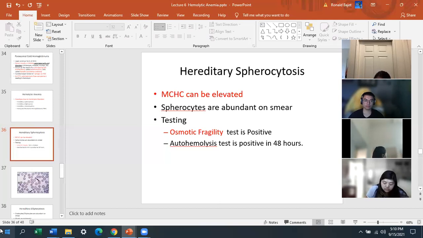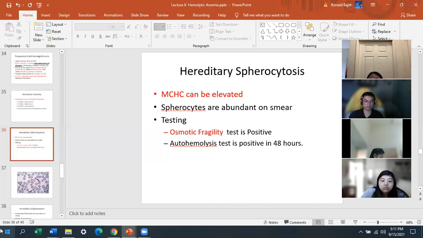Because spherocytes have a tendency to burst. So if you just let it sit there, it'll naturally burst, it's going to release hemoglobin and your plasma is going to become hemolyzed. So remember, spherocytes are on the verge. It's maxed out in terms of the hemoglobin content within the cell. So if you give it any kind of stress, it's going to burst, because these cells are really fragile. So the osmotic fragility test, if it's positive, then it's for hereditary spherocytosis.